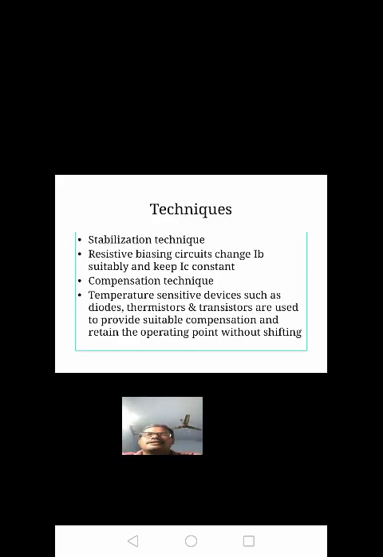Techniques. Stabilization technique: reverse biasing circuits. Change IB suitably and keep IC constant. Next, compensation technique. Temperature sensitive devices such as diodes, thermistors and transistors are used to provide suitable compensation and retain the operating point without shifting.